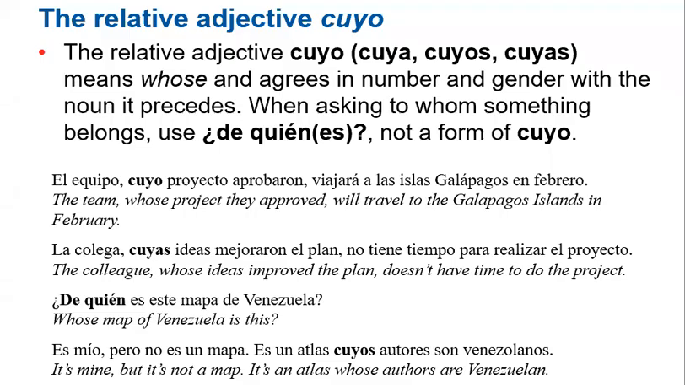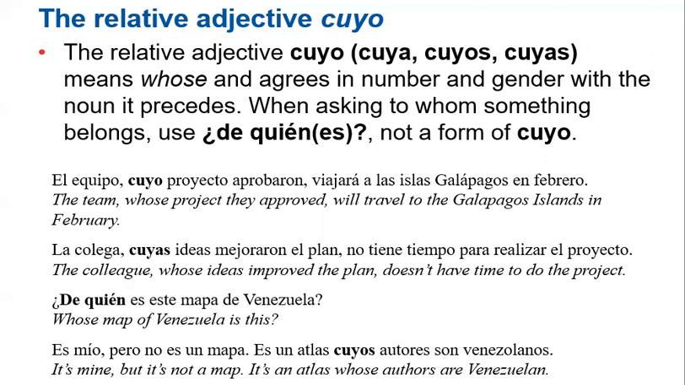Oigan, chicos, in this video, I'm going to talk about the relative adjective cuyo. So we've been talking about relative pronouns, and this goes along with that lesson. It's just technically not a pronoun. It's an adjective. It's like a possessive adjective. We are going to say whose something is. If it's whose class is this, whose backpack is this, whose phone is this, we just use the word cuyo, and it works just like it does in English. Well, really close to how it does in English.